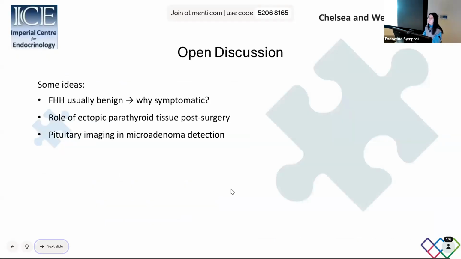So we thought it's quite an interesting case because we've got a dual diagnosis and also differential diagnosis for this lady. We thought to open up the discussion as to what you think of the case in a lady who's got high calcium and high prolactin levels. Some ideas for discussion might be: why is she so suspicious for a diagnosis of FHH? Any role of ectopic parathyroid tissue post-surgery? And what are the tips or pitfalls in terms of pituitary imaging in microadenoma? We open up for any questions.